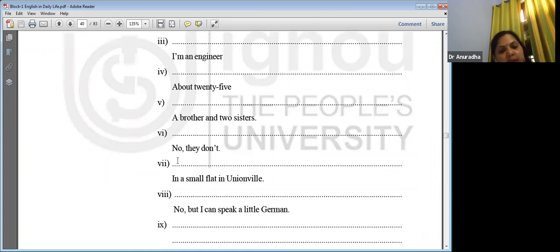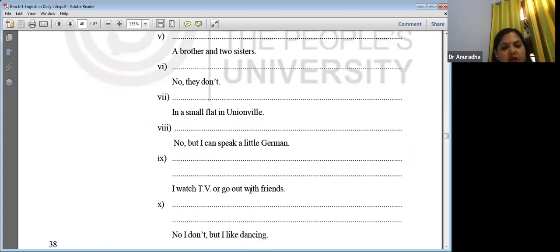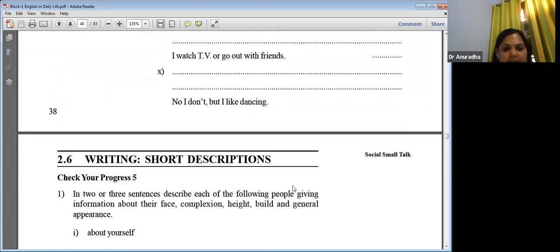In a small flat in Anvila. So, where do you live? Again, the same question. No, but I can speak a little German. So, can you speak French? For example, this can be the question. I watch TV or go out with friends. So, what can be the question? What do you do on weekends? No, I don't like dancing. So what will the question be? Do you like dancing?